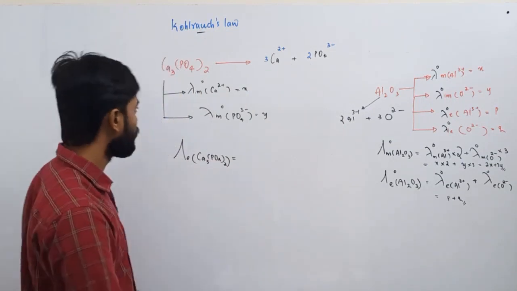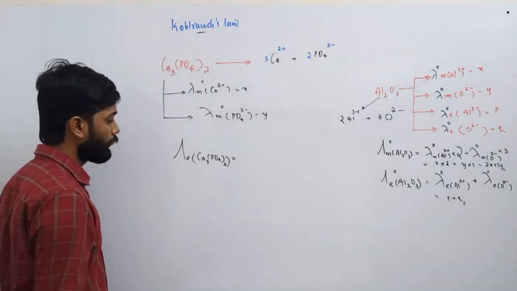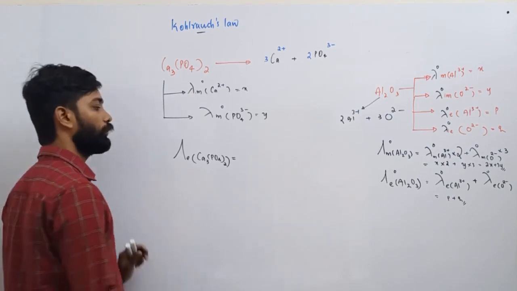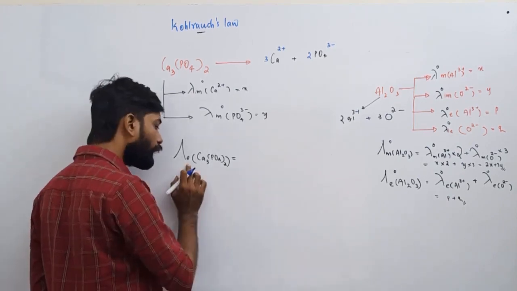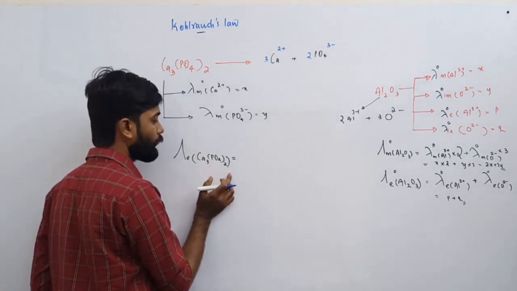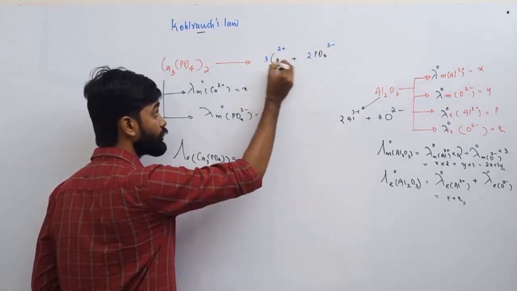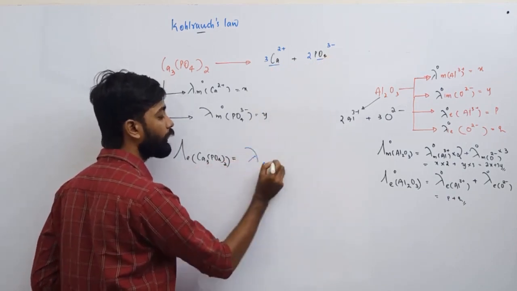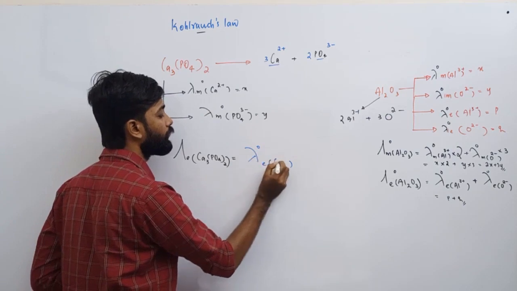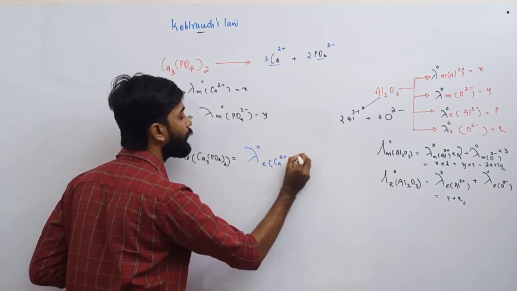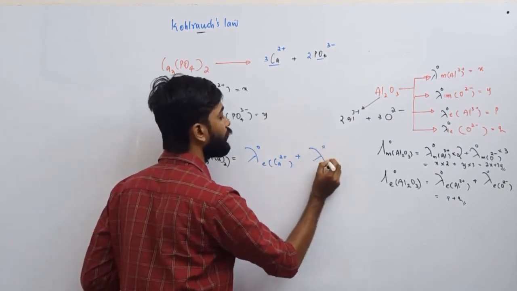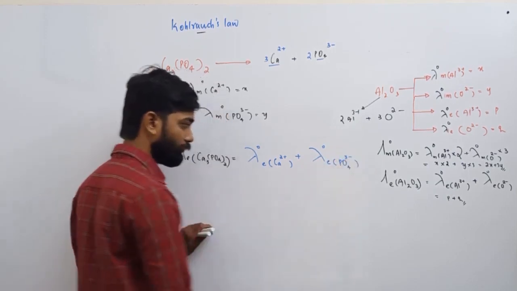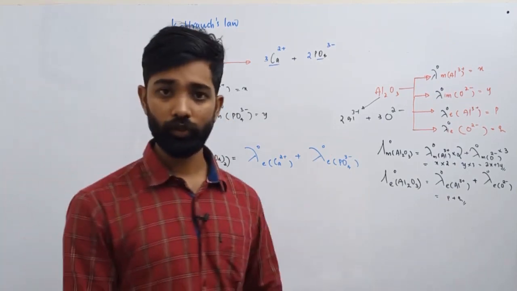Fine. Listen here. So, what is a simple expression? Limiting equivalent conductivity of Ca3(PO4)2 means, what is the cation? Ca2+. What is the anion? PO4 3-. So, I need the limiting equivalent conductivity of Ca2+ plus the limiting equivalent conductivity of what? PO4 3-. This is enough for me, but the value is not given.